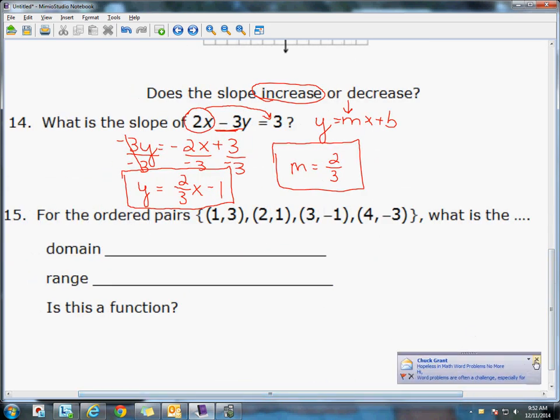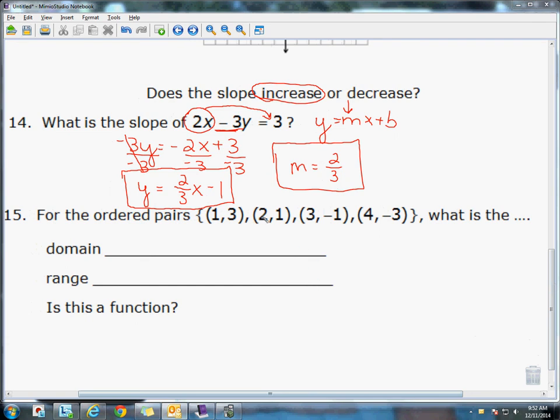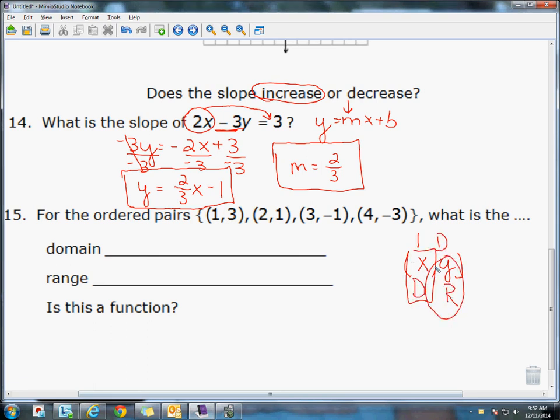Number 15 says for the ordered pairs you have (1, 3), (2, 1), (3, -1), and (4, -3). What is the domain, range, and is it a function? Okay, well we're going to write down ID the doctor again to help us remember. So you have independent, dependent, domain, and range. Domain is x, range is y. If you need to, you can label every ordered pair as x and a y, x and a y, x and a y, and x and a y. All you're going to do is just copy down the x's and copy down the y's.